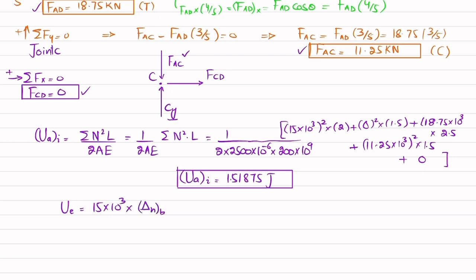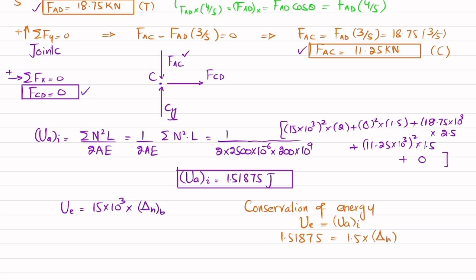Now by using law of conservation of energy, we will use this equation that UE is equal to UAI. So just put the value: 1.51875 is equal to 1.5 into delta HB.